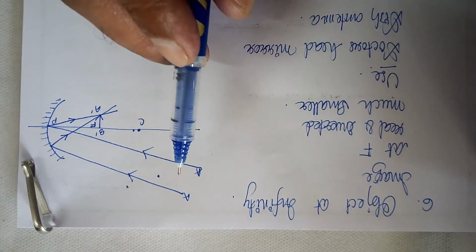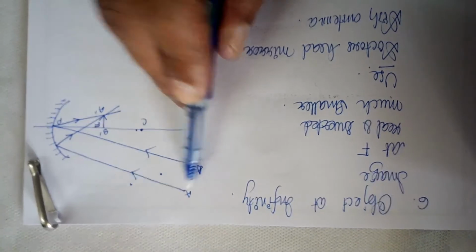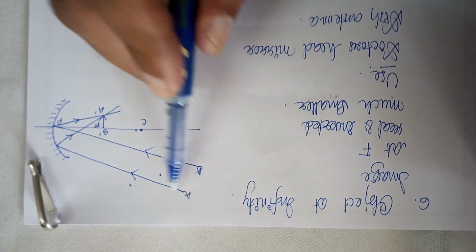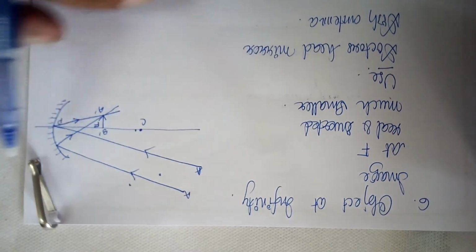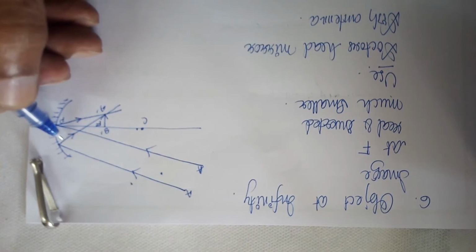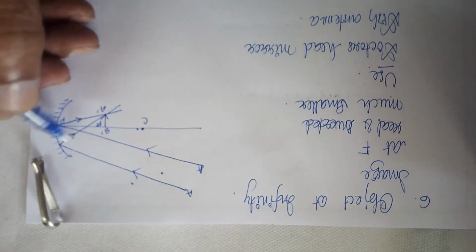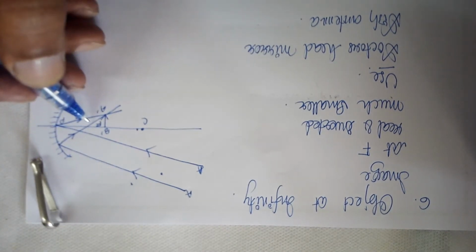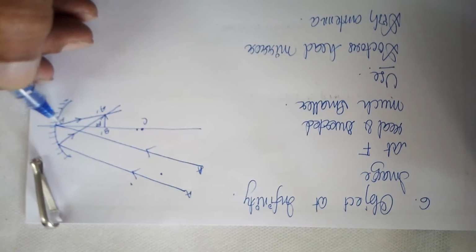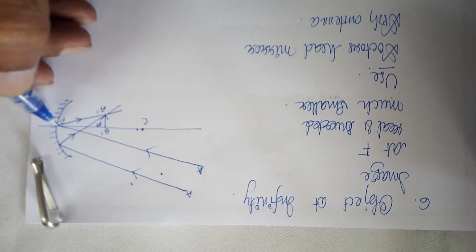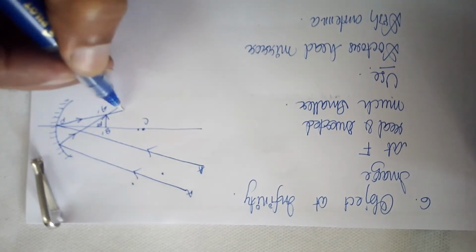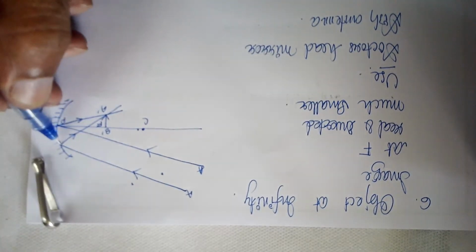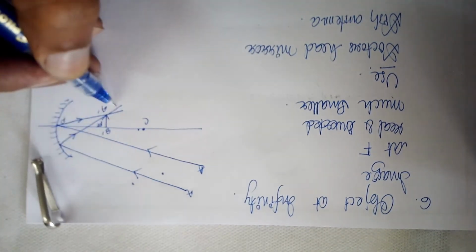The two rays which are coming from A: one is hitting at this point and passing through this way, parallel to the other. The other is hitting at this point, which is the pole, and passing this way, that is P to A dash, and one is hitting at this point and coming this way.